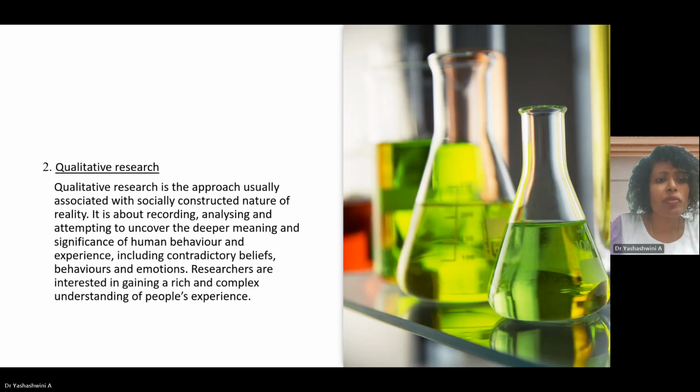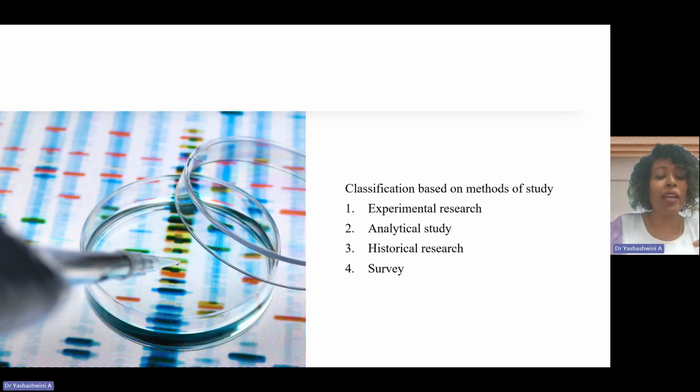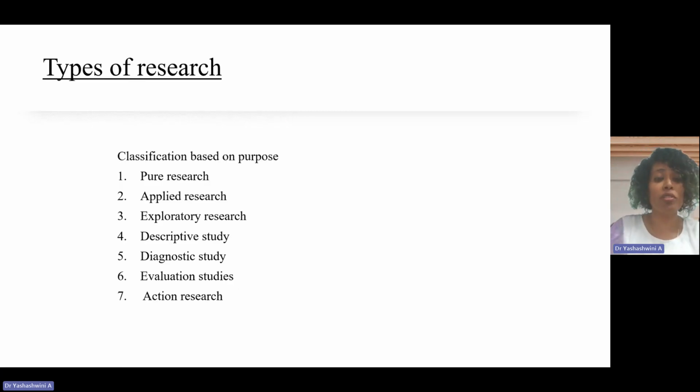To move on further, let's understand the types of research. The types of research are divided into two parts. First one is the classification based on purpose. Why are we conducting the research? That is the first aspect to find out. And the next aspect is the methods of study. Can I study this particular research in this particular method? Can I go for this method? So the research is classified into two forms.